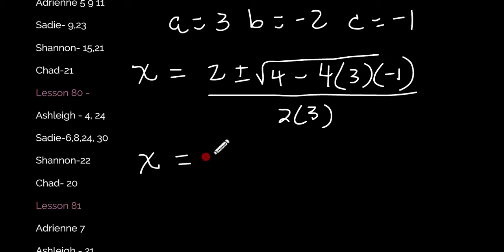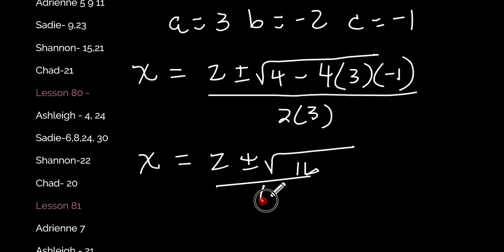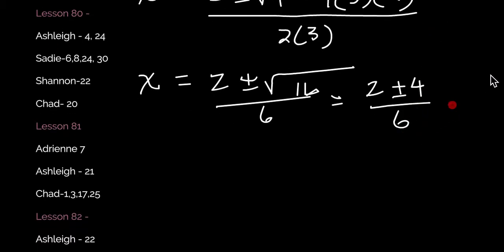So you get x equals 2 plus or minus, when you simplify underneath there, you get 16 over 6. The square root of 16 is 4, so no radicals in the answer, over 6. So you're going to do 2 plus 4 divided by 6, which would be 1, right? 2 plus 4 is 6. So you're going to get x equals 1. And then you're going to get 2 minus 4, which would be negative 2 over 6, which would be negative 1/3. So those are your two answers. Quadratic equations give you 2 answers.